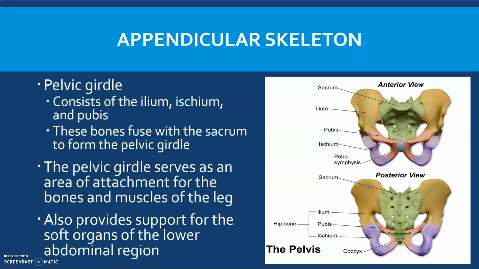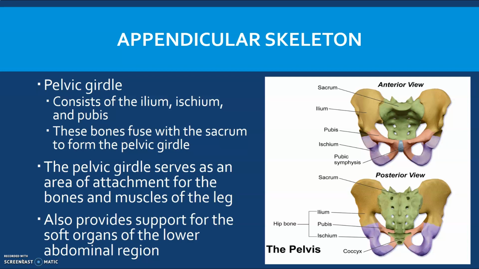The pelvic girdle, or the hip bones, consist of the ilium, ischium, and pubis. In an adult, the ilium, ischium, and pubis grow together. Those bones with the sacrum form what's called your pelvic girdle. The girdle serves as an area of attachment for the bones and muscles of the leg.